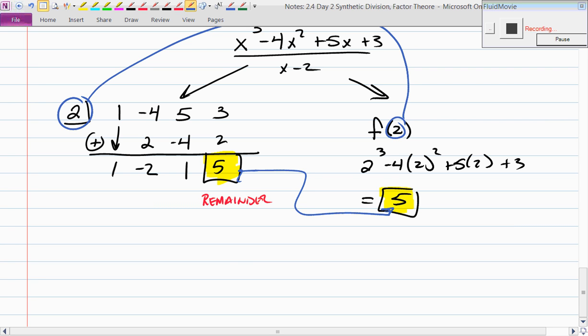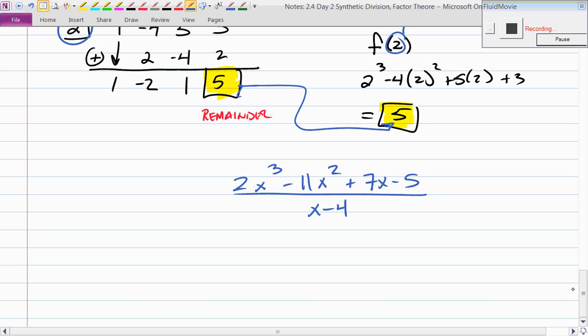Okay, so let me ask you this then. If I gave you this, 2x cubed minus 11x squared plus 7x minus 5, and I said divide that by x minus 4, what's the remainder going to be? 4. Yes, the remainder is simply going to be f of 4.